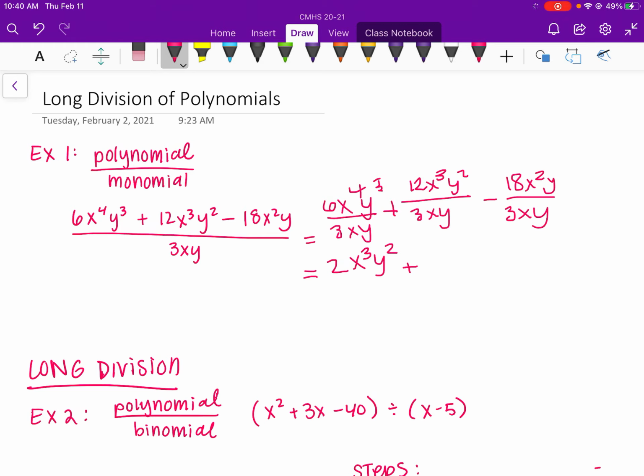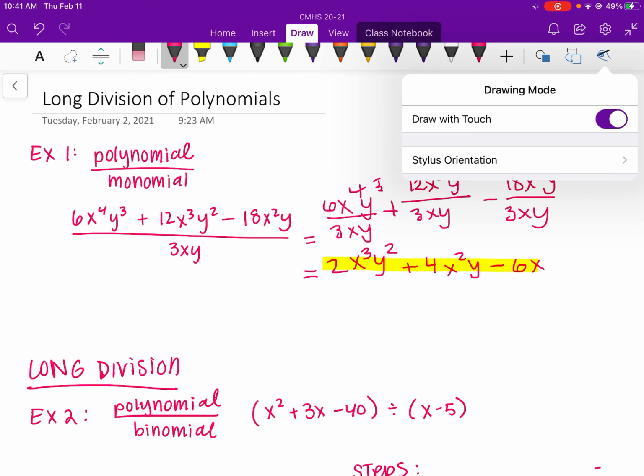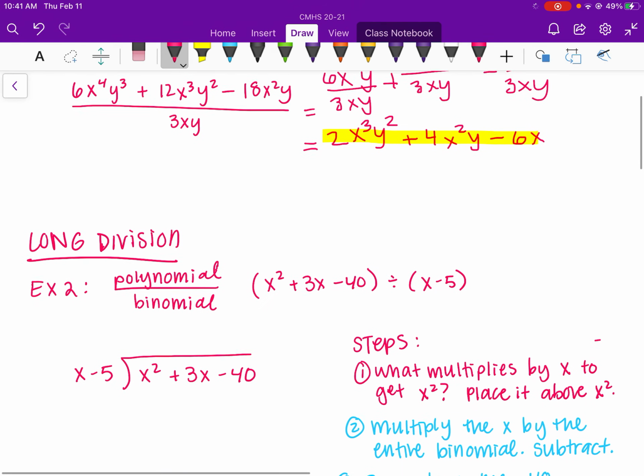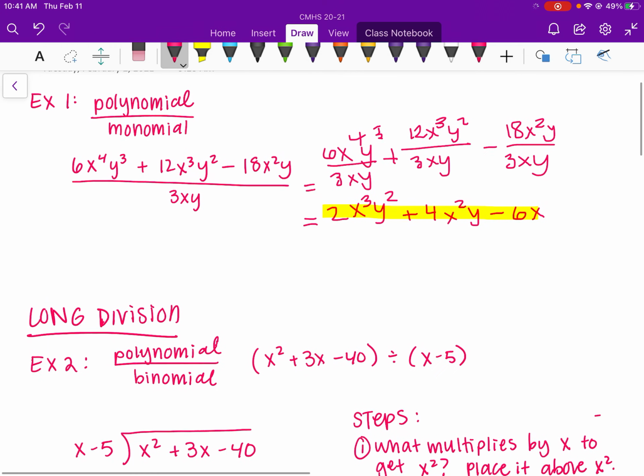Then we come to the second one. 12 over 3 is 4. For the x, we have 3 minus 1, which is 2. And for the y, we have 2 minus 1, which is just 1. Then 18 divided by 3 is 6. For the x's, we do 2 minus 1, which is 1, and then the y's cancel out. So this is our answer for that one. To recap, just split them up and subtract the exponents like we usually do.